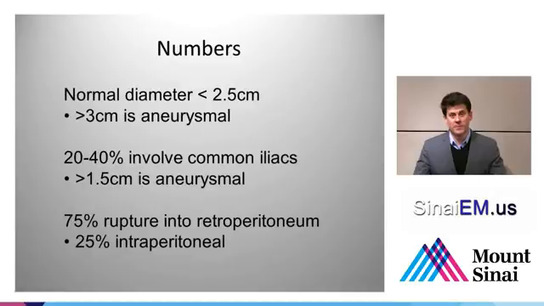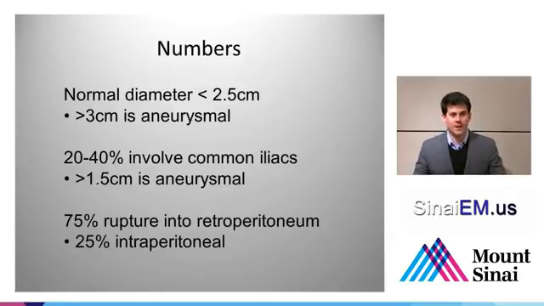The risk of rupture increases exponentially with the size of the aneurysm, so you would be less concerned about a 3.1 or 3.2 centimeter aneurysm than you would about an aneurysm that's 5 or 6 centimeters. So 20 to 40% involve the iliac arteries, and for those vessels, we expect them to be less than 1.5 centimeters. So anything greater than 1.5 centimeters for the iliac arteries is aneurysmal.